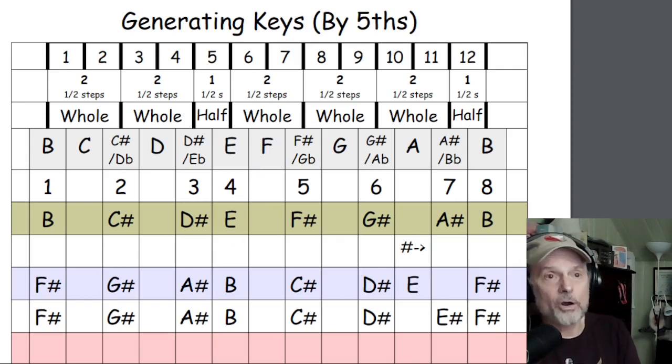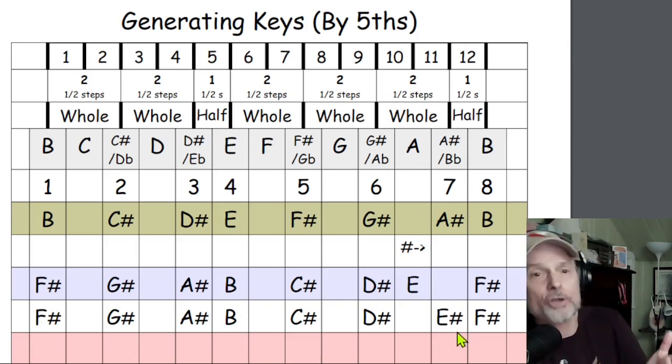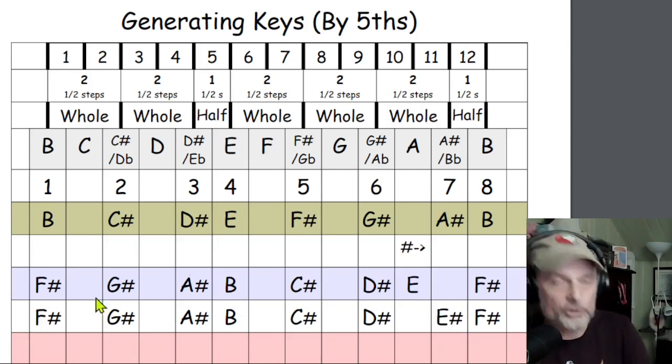I like to call E sharp, B sharp, or F flat, C flat, imaginary notes. They're legitimate names, but we don't normally use them. But in the F sharp scale, we have to use an E sharp. Okay, so let's just go as far as we can.